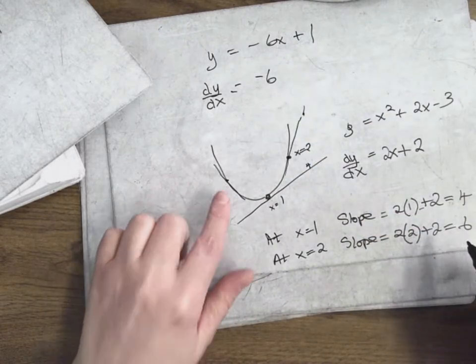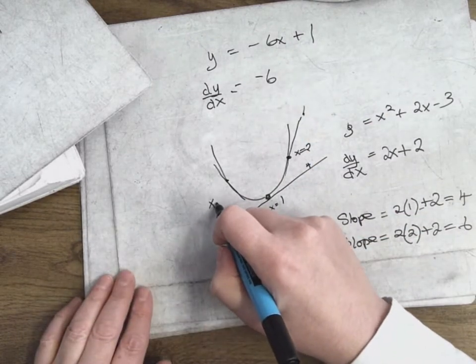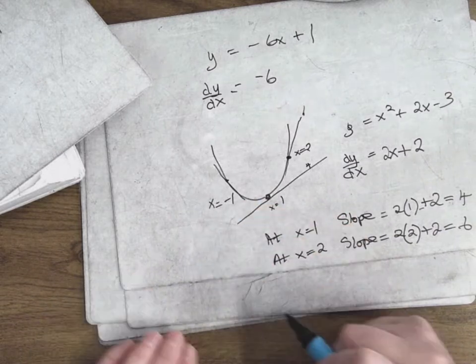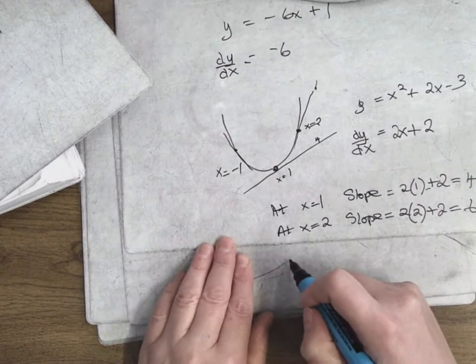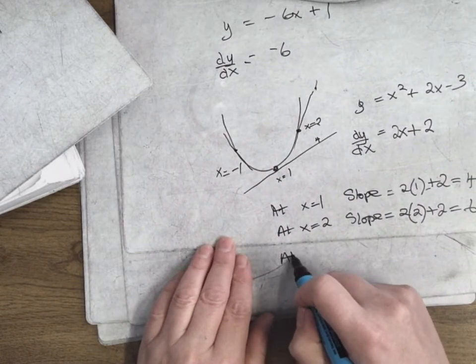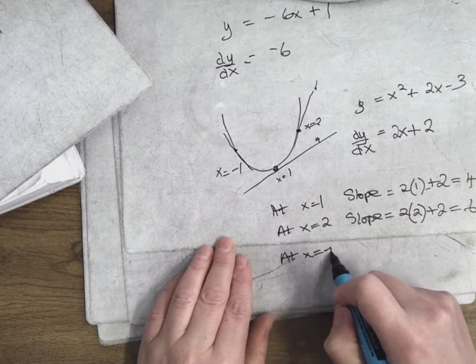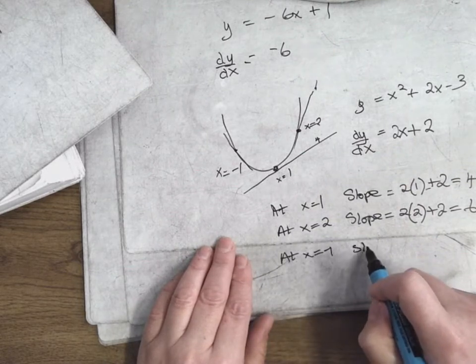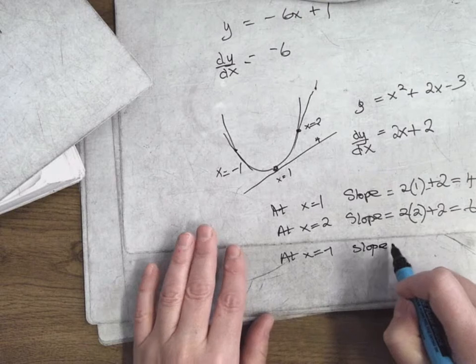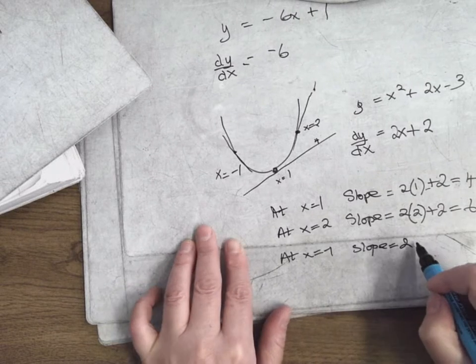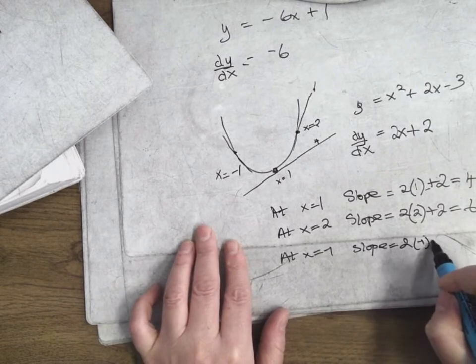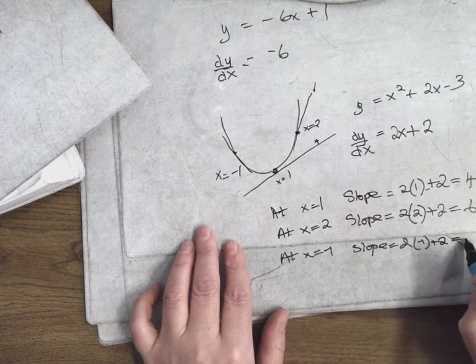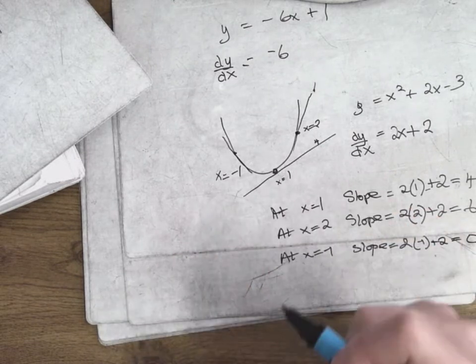Okay? If I went back here and I said this is x equals minus 1, that means at x equals minus 1, the slope is equal to 2 times minus 1 plus 2, which means the slope would be 0. Okay, so the slope there would be 0.